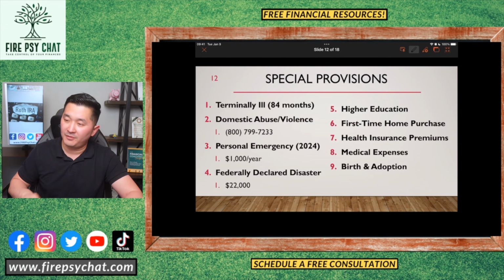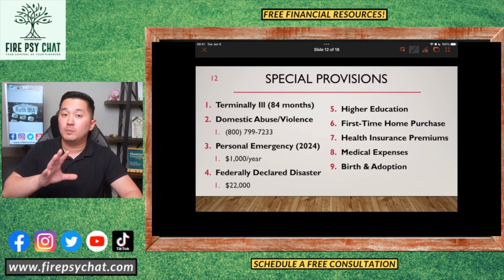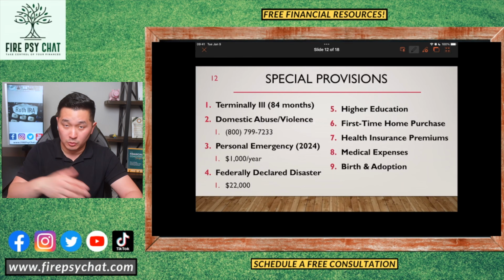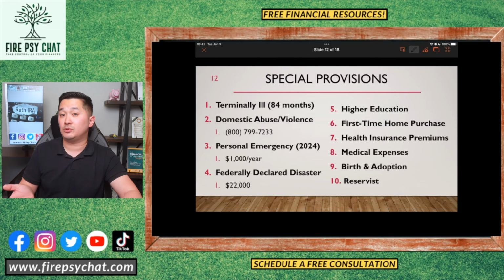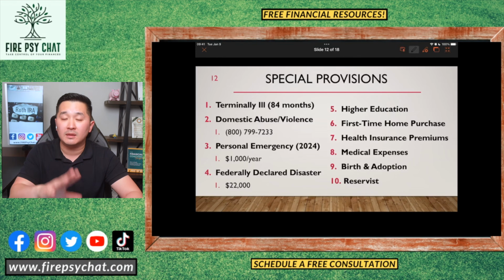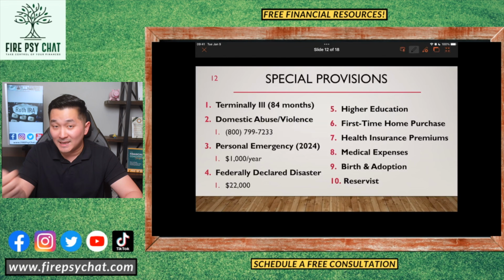And 9, if you had a birth or adopted a child, each parent can use up to $5,000 per birth or adoption from their Roth IRAs. And lastly, if you've been activated to active duty as a reservist in any branch of the military for at least 180 days, you can withdraw the earnings and interest from your Roth IRA penalty-free.